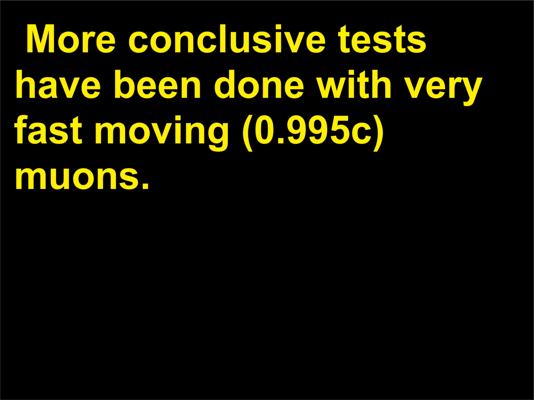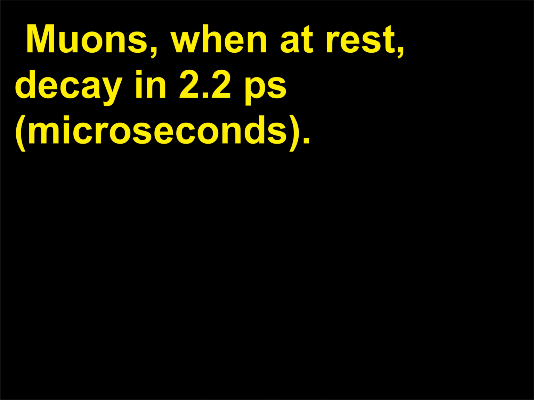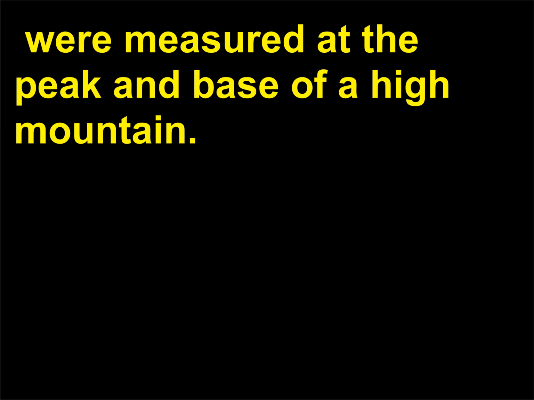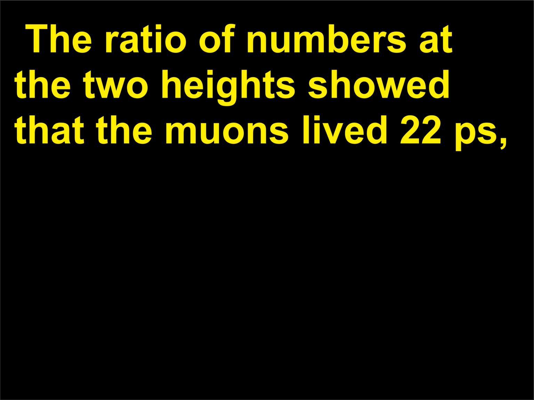More conclusive tests have been done with very fast-moving, 0.995 c, muons. Muons, when at rest, decay in 2.2 μs, microseconds. The number of muons, produced high in Earth's atmosphere by cosmic rays, were measured at the peak and base of a high mountain. The ratio of numbers at the two heights showed that the muons lived 22 μs, which agreed with their measured speed of 0.995 c.